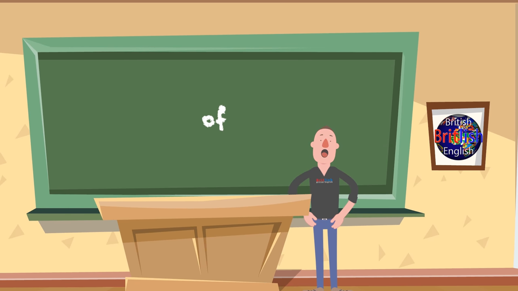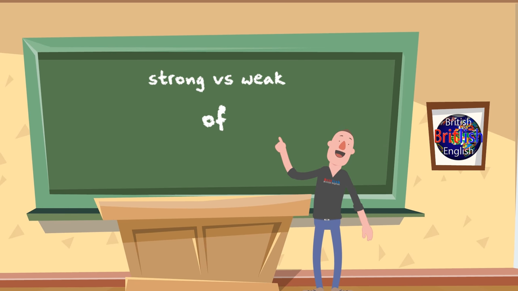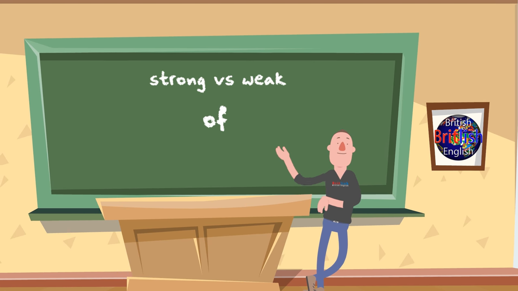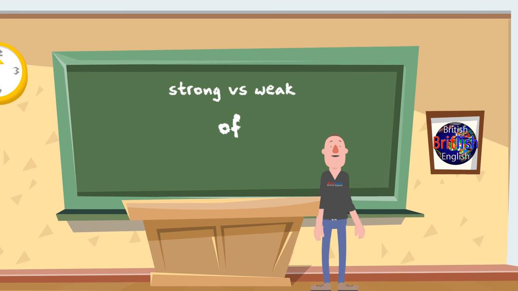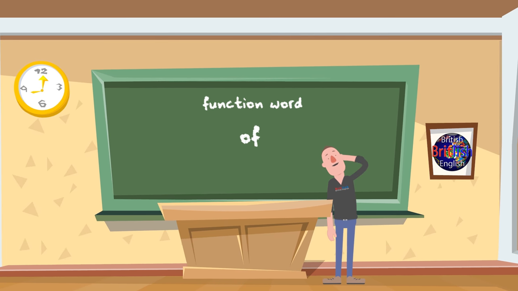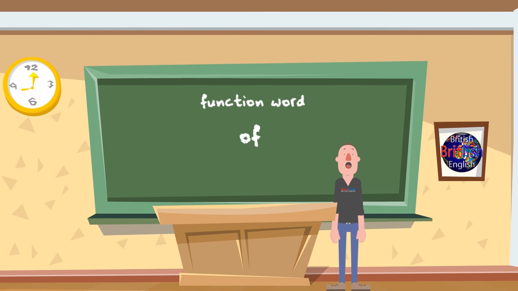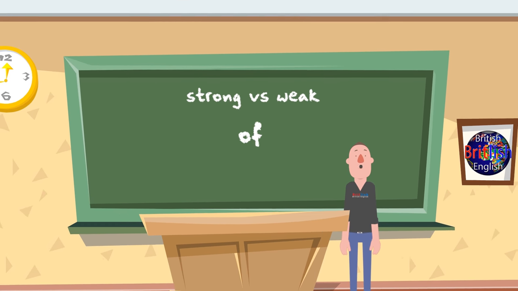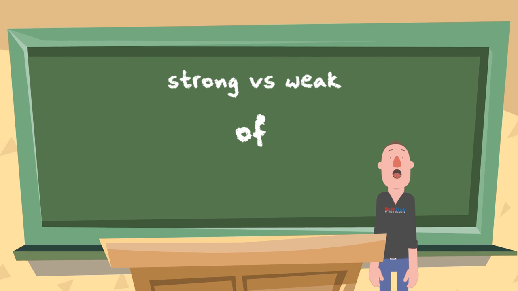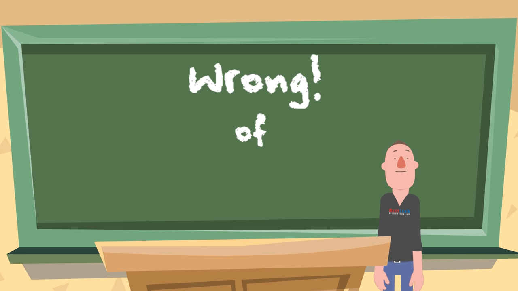The feature I speak of is the different pronunciation of strong and of weak syllables in sentences. The word "of" is a preposition, which means that it is a function word. Function words are most commonly found in the weak positions in sentences. To tell students that "of" is always pronounced "of" is wrong.